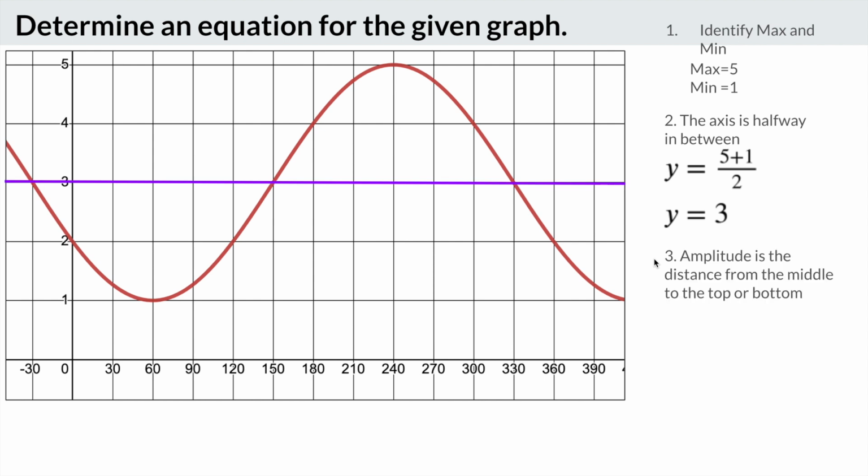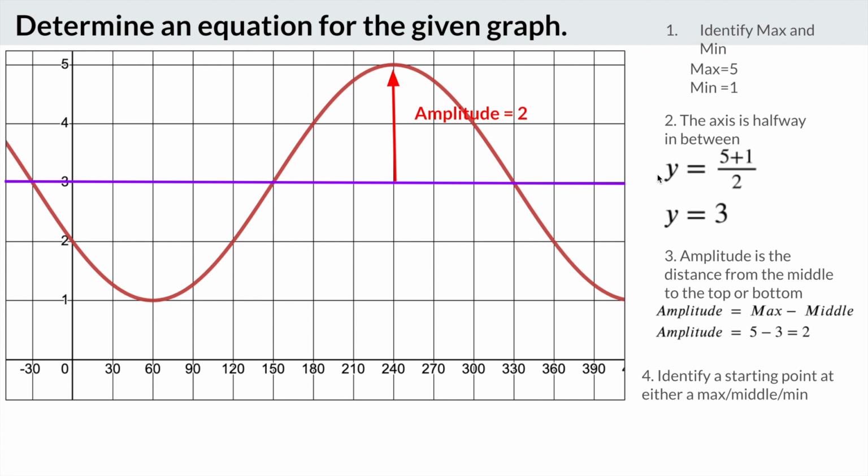From there, I can find my amplitude. My amplitude is the distance from the middle to the top or the middle to the bottom. I can easily see that here on the graph, that distance being my amplitude, and my amplitude is 2. Or I could take the maximum value and subtract the middle or the axis. So 5 minus 3 is 2, giving me my amplitude. Now I've found my two properties that come from vertical transformations. I'm now on to horizontal transformations.